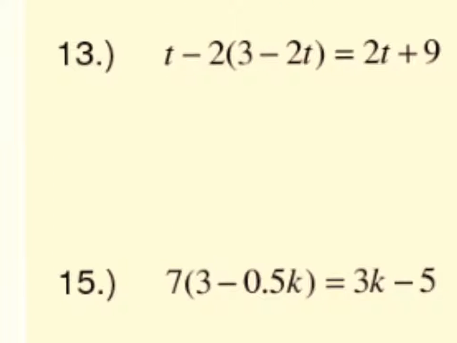Next example, t minus 2 times 3 minus 2t equals 2t plus 9. So first step is to distribute this 2 to the 3 and to the negative 2t. So we're going to have t minus 6, and again, this negative sign will transfer with the 2 as we distribute. So negative 6, and then negative 2 times negative 2t would be plus 4t equals 2t plus 9.